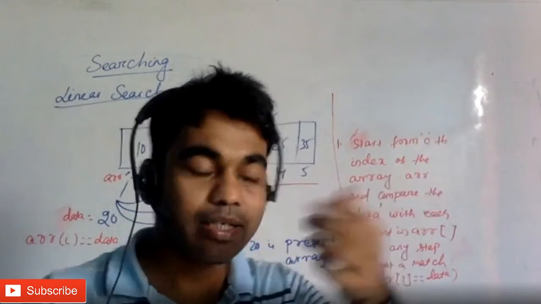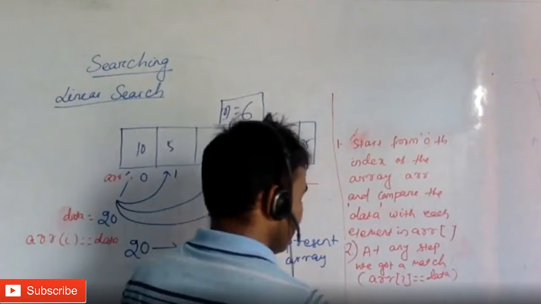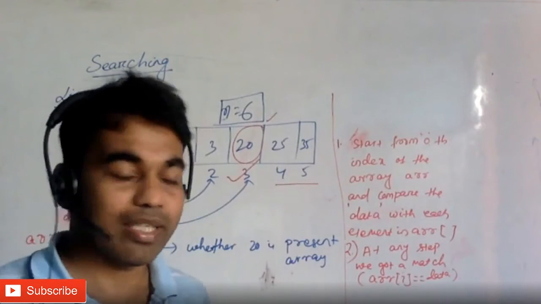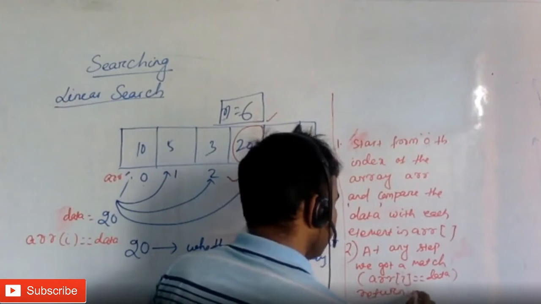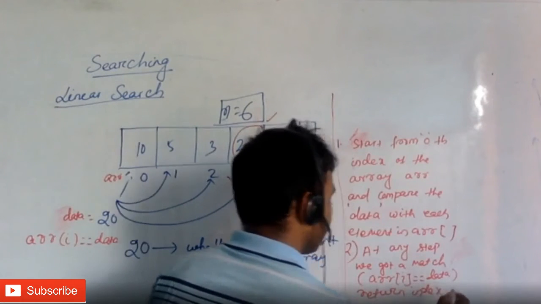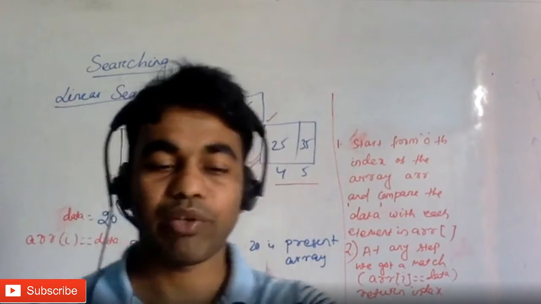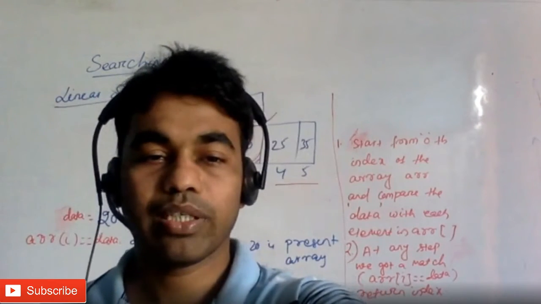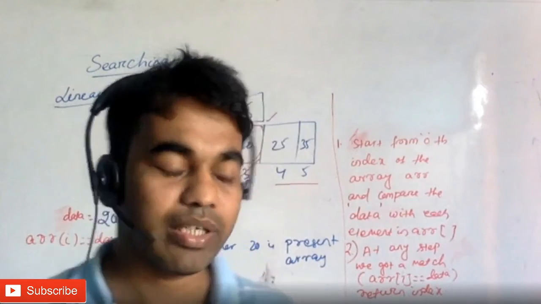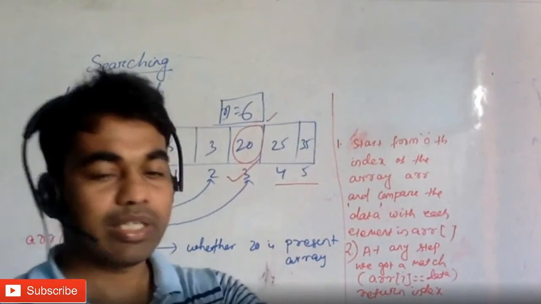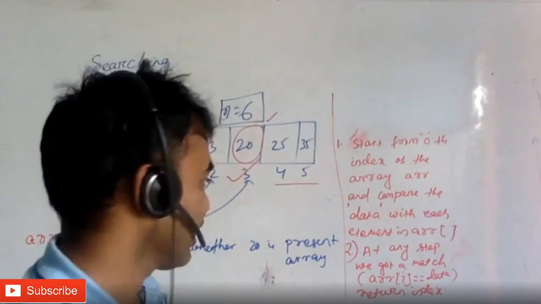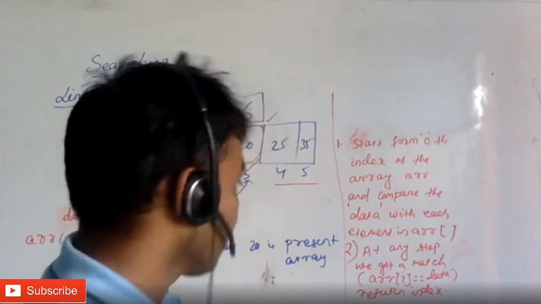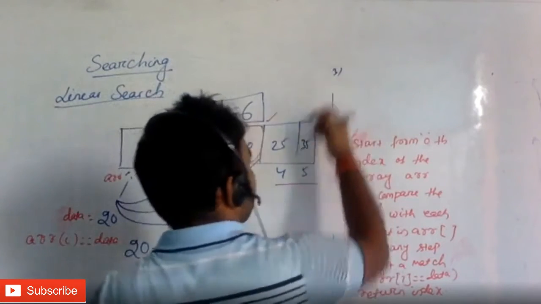We can immediately return that index, right? In the third step, or in the same step, return that particular index, okay? So this is the second step. So what about the third step? Third step, I'll put it here, okay? So what is the third step?